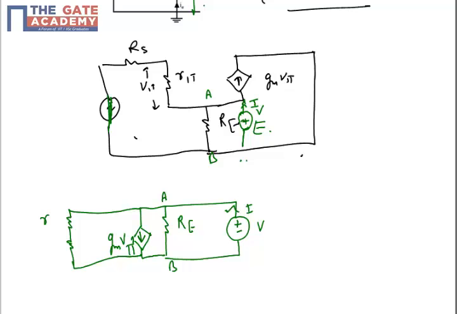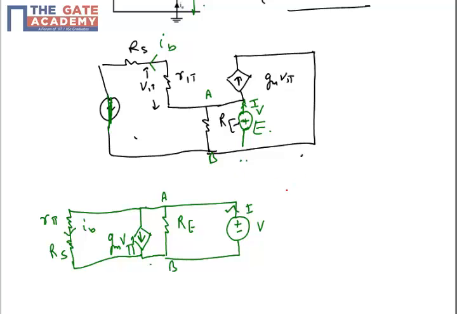One is r-pi, another is RS. Okay, and this is the base terminal. So in the base terminal the current is IB. So the current across this terminal will also be IB. Okay, so now this is a simple nodal problem. You can see that we have two nodes and 4 branches.